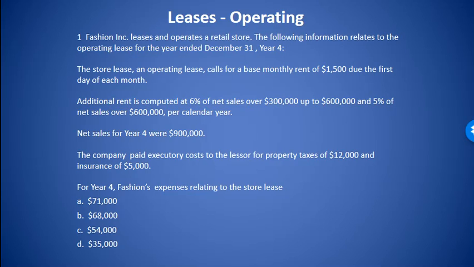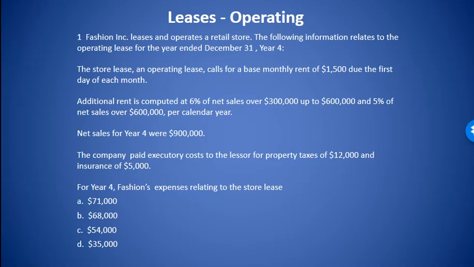Fashion Inc. leases and operates a retail store, and the following information relates to the operating lease for the year ended December 31st, year 4. The store lease, which is an operating lease, calls for a base monthly rent of $1,500 due the first day of each month. The additional rent is computed. This is done by many malls and shopping centers.